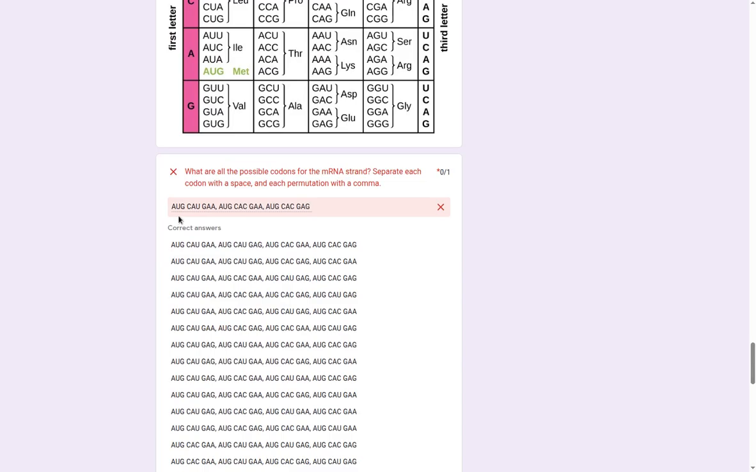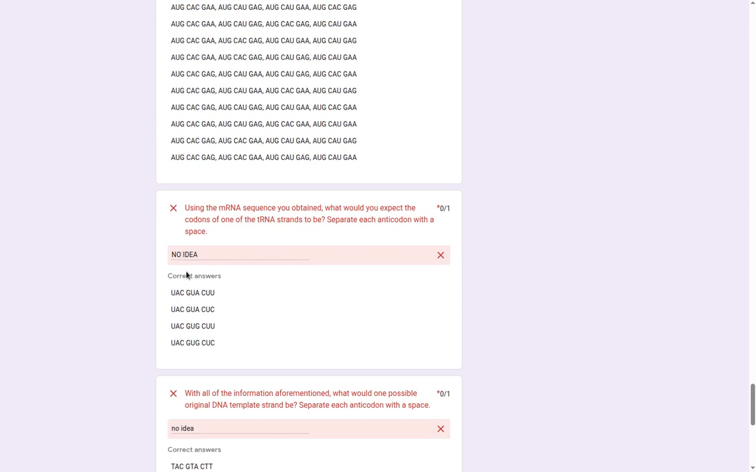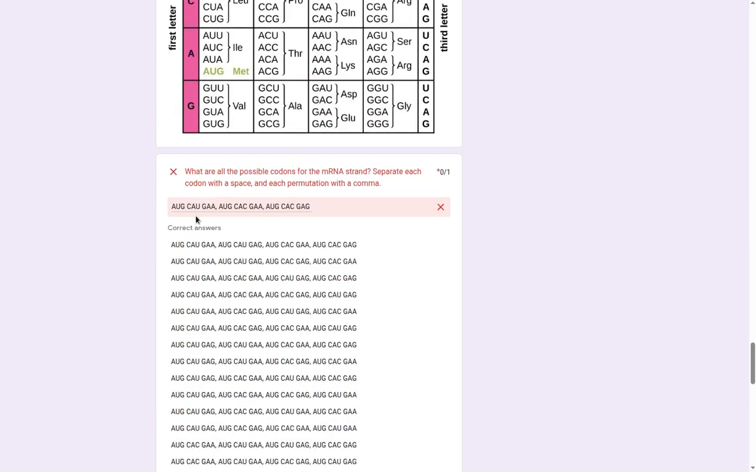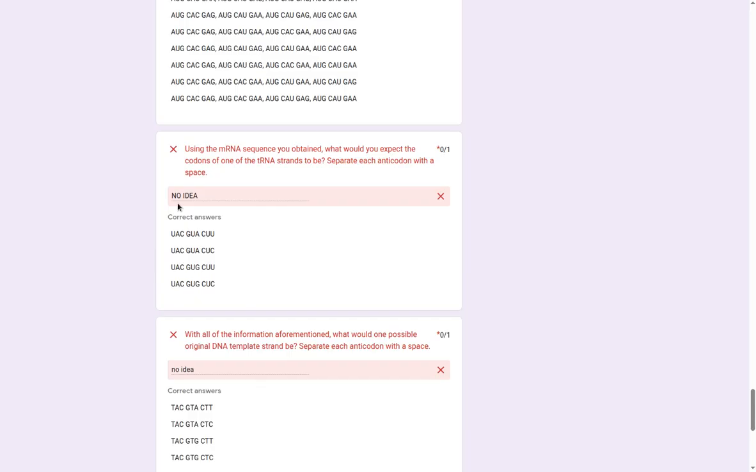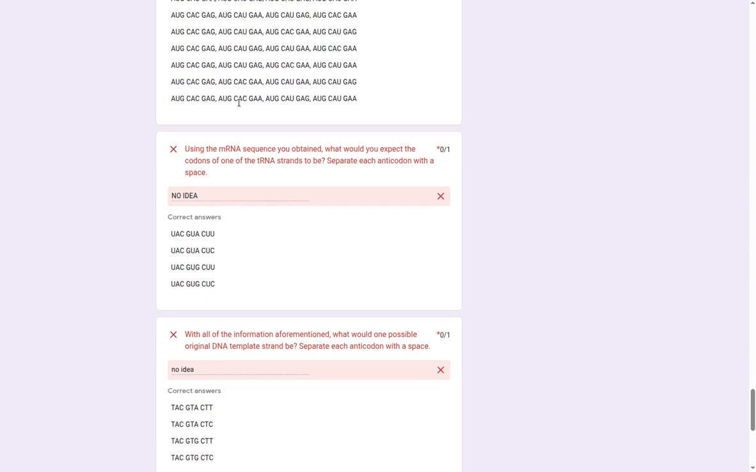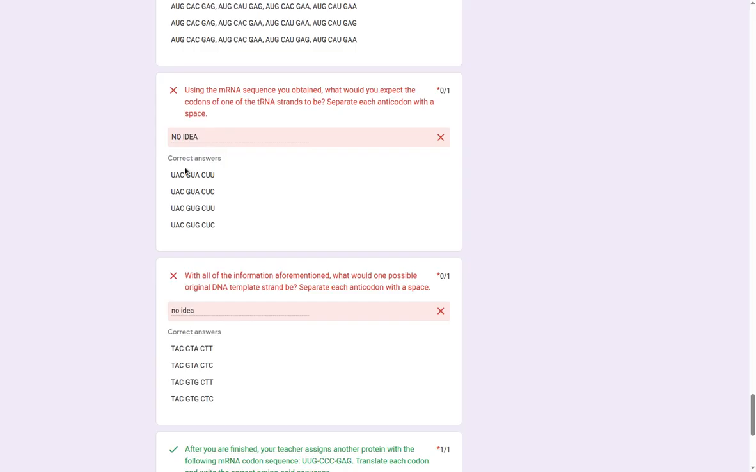If it's AUG, then A will be U, U will be A, and G will be C. And CAU: C will be G, A will be U, U will be A, and so on. And GA: G will be C, and A will be U. So, yeah, understood. I think it's the mRNA sequence where G will be replaced by C and A will be replaced by U, and vice versa.